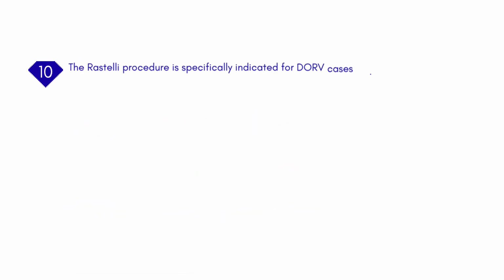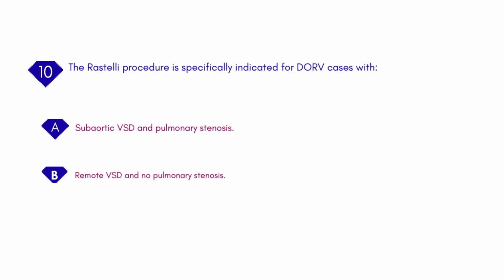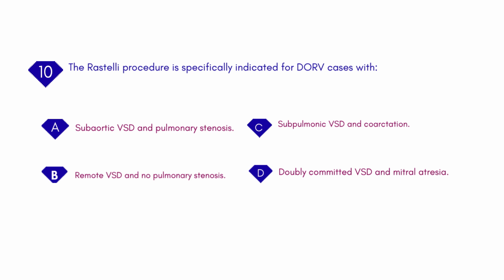The Rastelli procedure is specifically indicated for DORV cases with: A. Subaortic VSD and pulmonary stenosis. B. Remote VSD and no pulmonary stenosis. C. Subpulmonic VSD and coarctation. D. Doubly committed VSD and mitral atresia. Answer: A. Subaortic VSD and pulmonary stenosis.